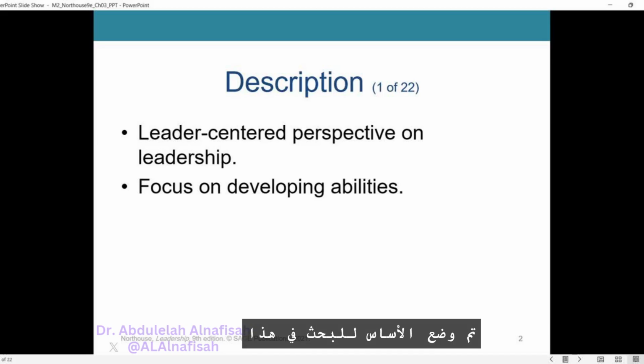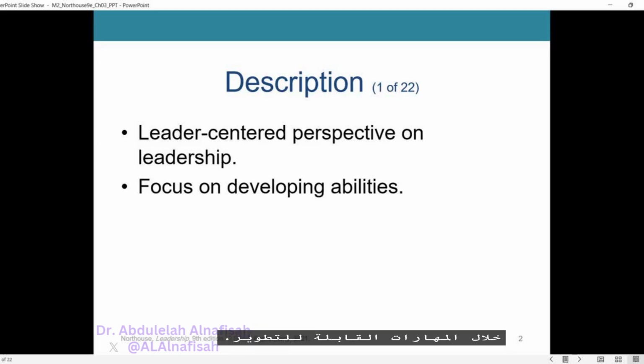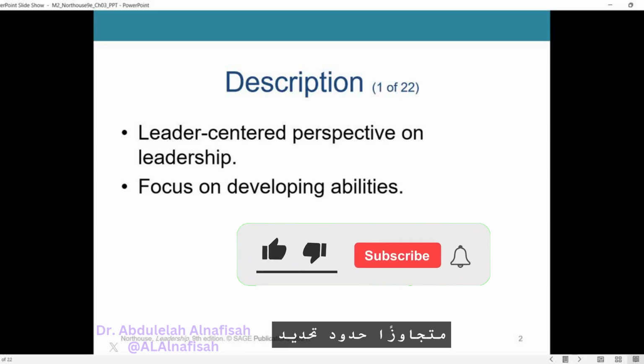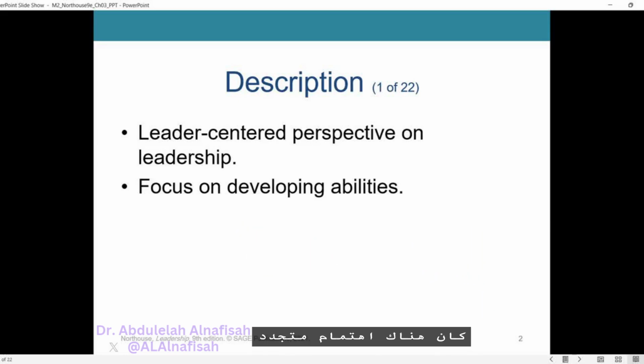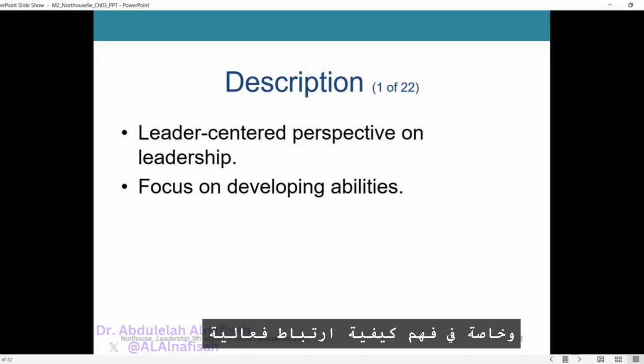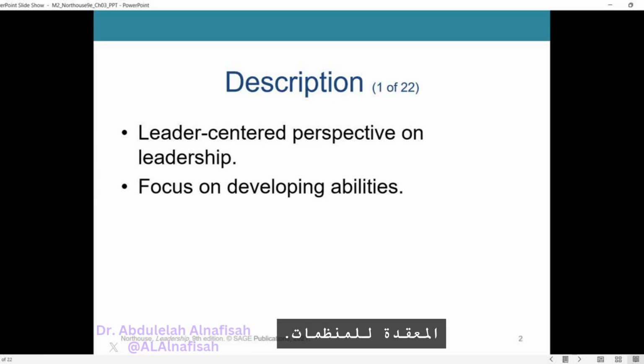The foundation for research in this area was laid by Katz's 1955 article, Skills of an Effective Administrator, which sought to define leadership through developable skills, moving beyond the limitations of identifying specific traits. Since the early 1990s, there has been renewed interest in this approach, particularly in understanding how a leader's effectiveness relates to their ability to address complex organizational challenges.